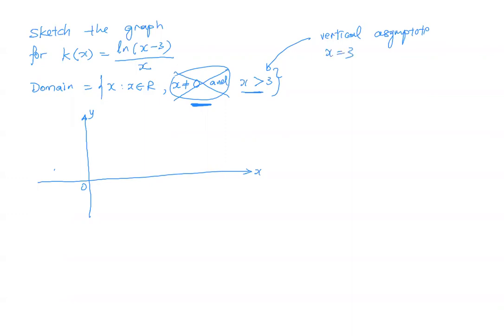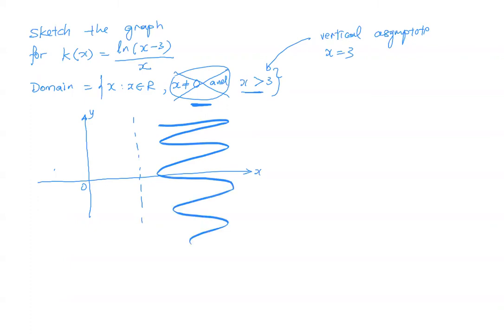So that means, and the domain is here. So the graph only appears at this place. Am I right? So can you please use your graphic calculator?